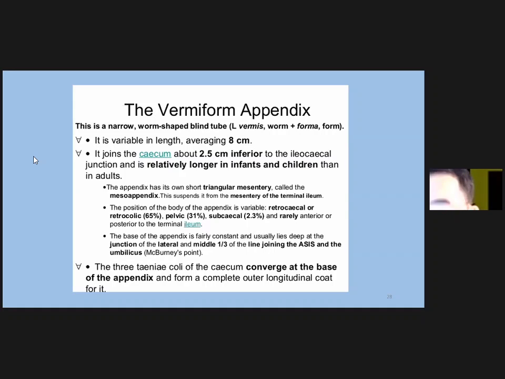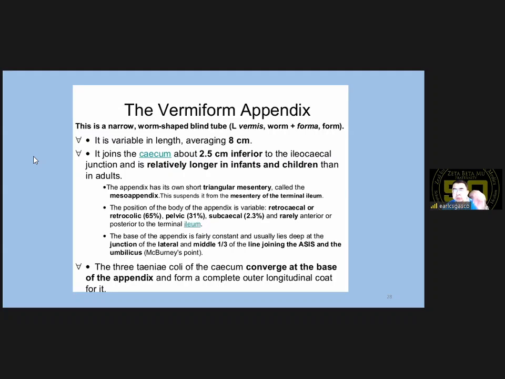But the base of the appendix is fairly constant. It usually lies deep at the junction of the lateral and middle 1/3 of the line joining the ASIS and the umbilicus. We will discuss this McBurney's point in the next slide. Now, the three taenia coli of the cecum converge at its base and form a complete outer longitudinal coat for it. So this statement is actually important during surgeries.